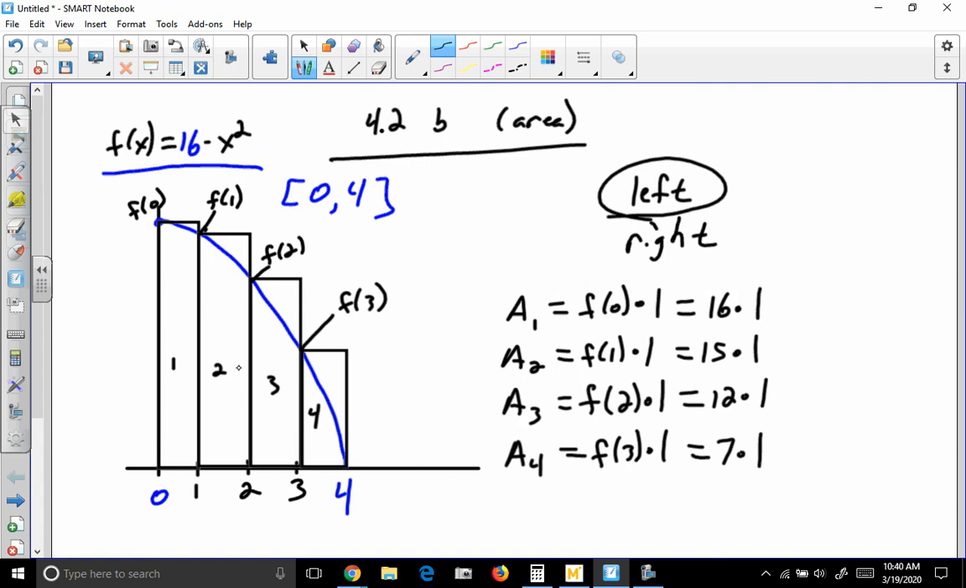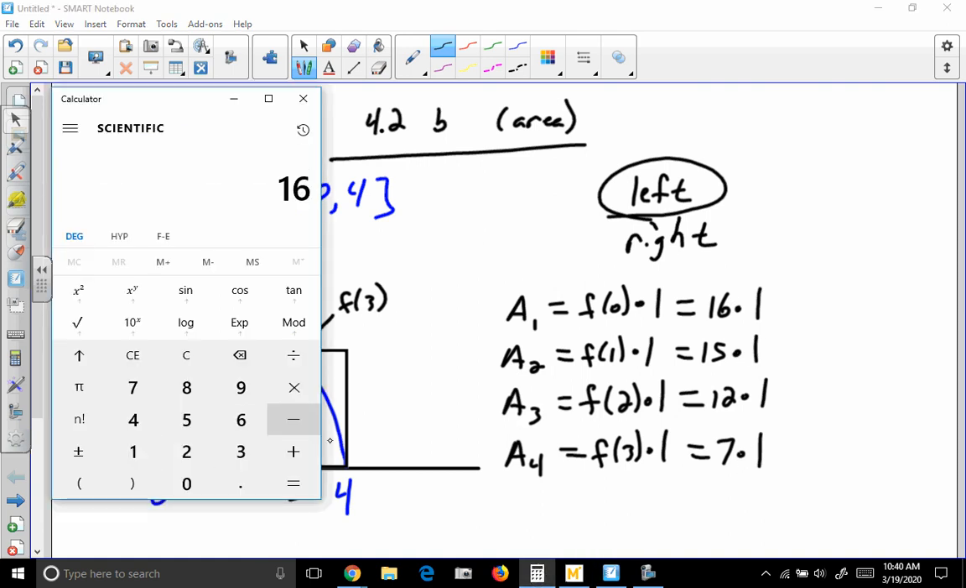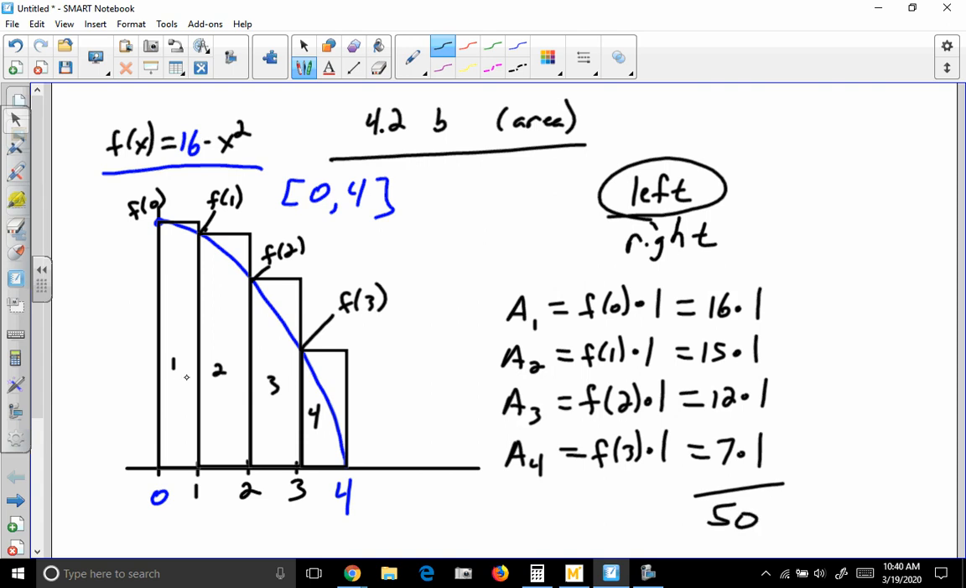So we can approximate the area by adding these up: 16 plus 15 plus 12 plus 7. We get 50 as our sum. Now that is not the exact area, of course, because we have extra area at the tops of these rectangles. We have more than enough, so in this case it is also referred to as an upper sum. If our sum exceeds the actual area, that's what we refer to as an upper sum.